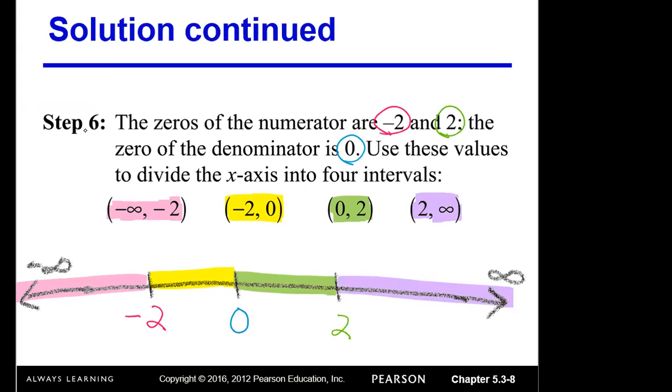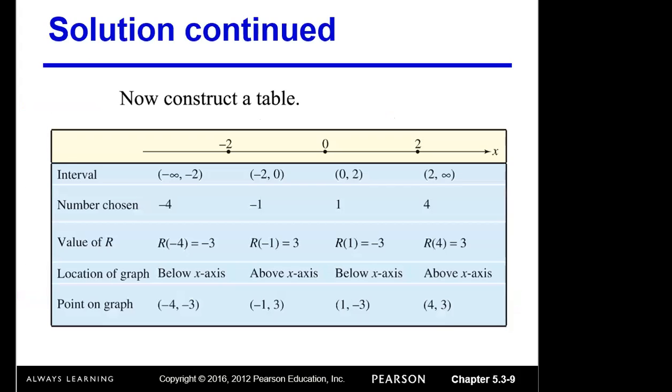Now keep in mind, those zeros are where the graph is either an X-intercept or an asymptote, one or the other. And you have to figure out what the graph is doing in each one of those 4 intervals. So they have made a table, which I will also. So here's their picture.